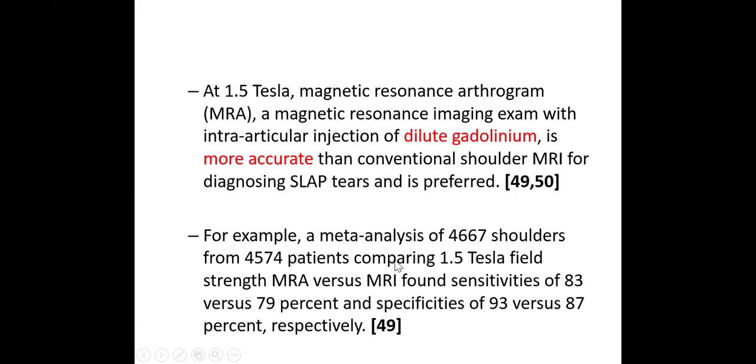So 1.5 Tesla is the unit used for quantifying the strength of the magnetic field. Usually 1.5 Tesla is used commonly. In some advanced and large hospitals, 3 Tesla magnetic resonance imaging scanners can also be used.